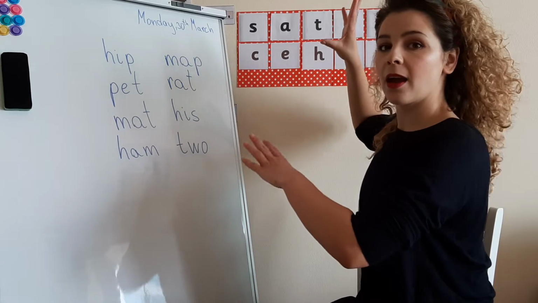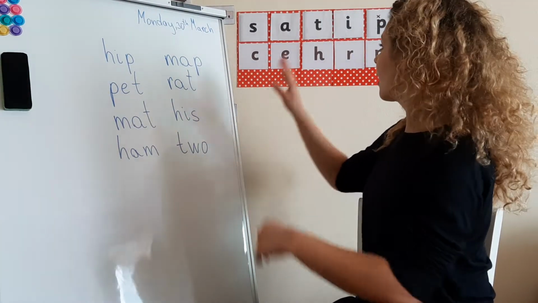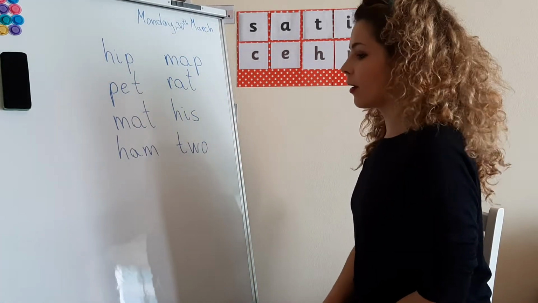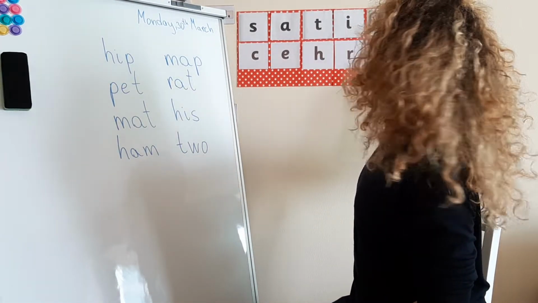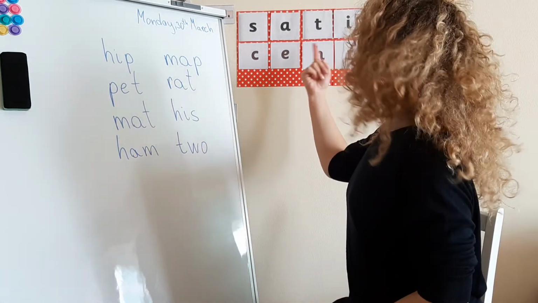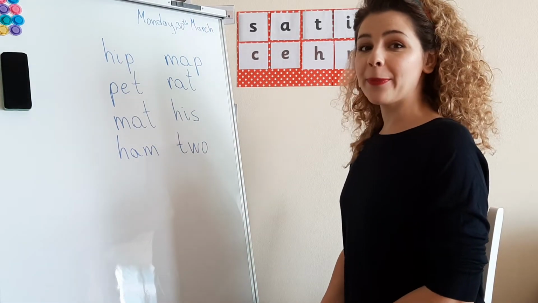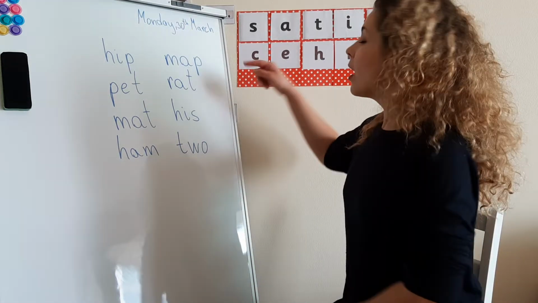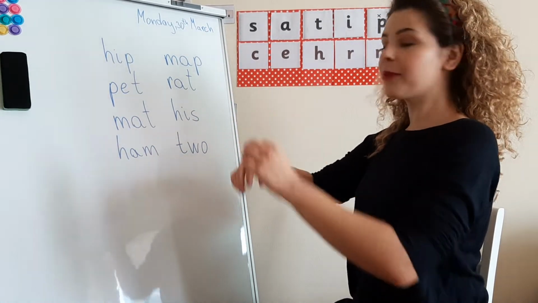So we have k, k, k, e, e, e, and t, t, t. Okay, so please one more time I'm going to repeat the sounds and the actions that go with them, and please join me. Okay, ready, steady, go. K, k, k. E, e, e.